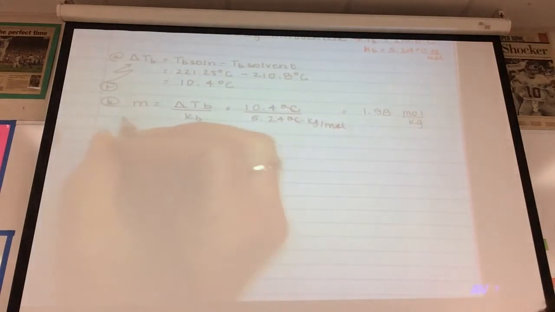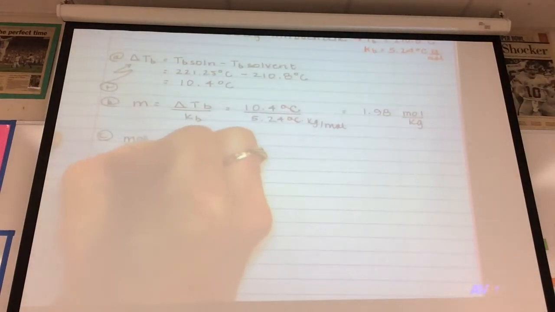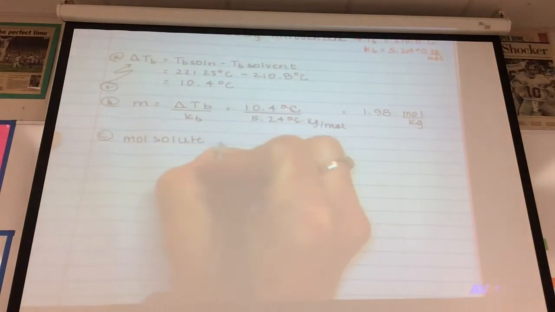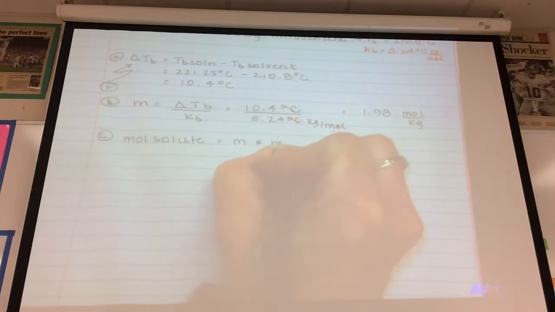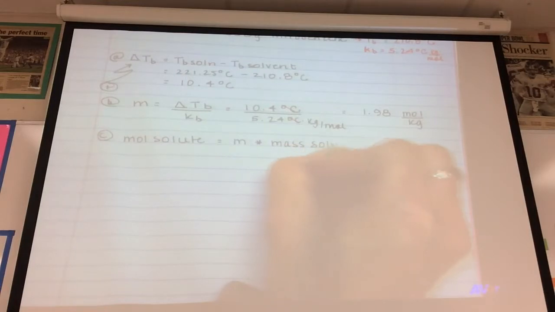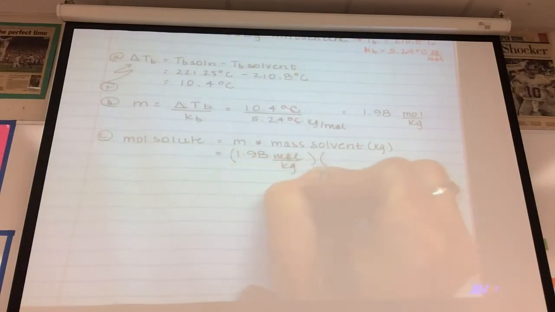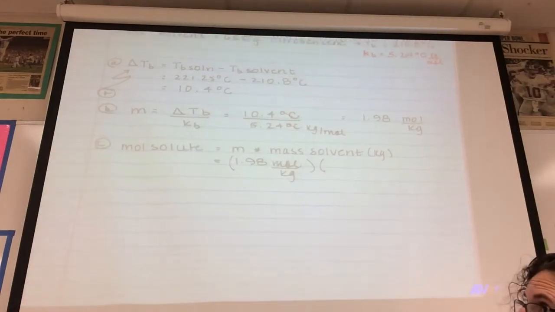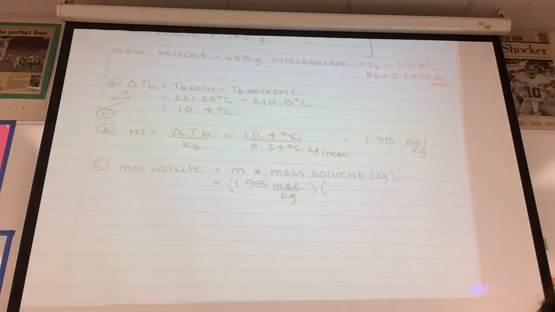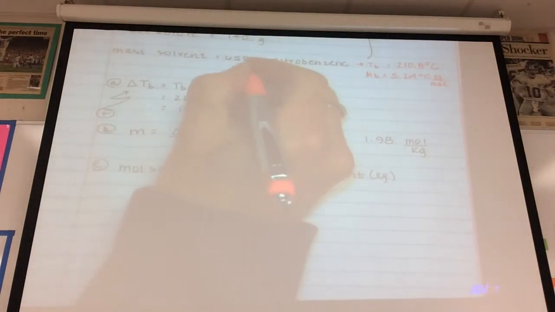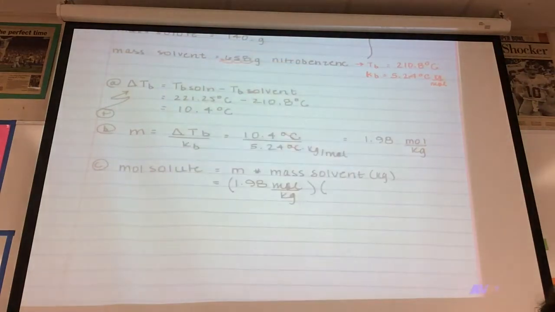In the next step, we're going to calculate moles of solute as we did the other day. If a mistake's going to be made, it's going to be made here. It's molality times the mass of the solvent in kilograms. We have the molality from the previous step, and the mass of the solvent in kilograms. So again, they give you the mass of the solvent in grams. Move the decimal 3 to the left, or divide by 1,000.